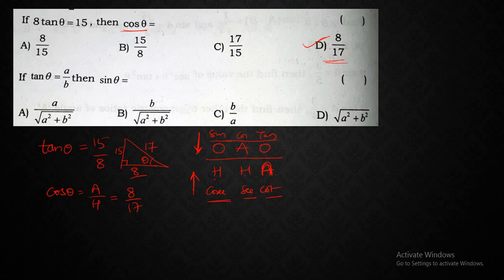So answer is 8 by 17. Next, tan theta is equal to A by B. So if tan theta is equal to A by B, then this is A and this is B, because tan is opposite by adjacent, right?